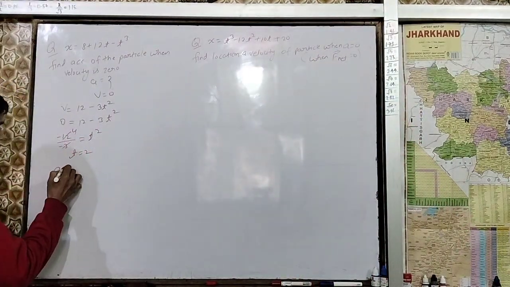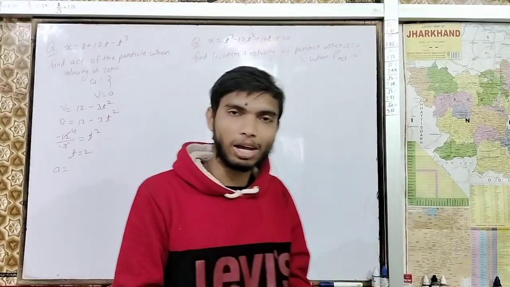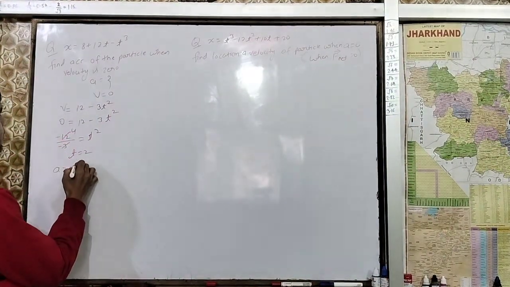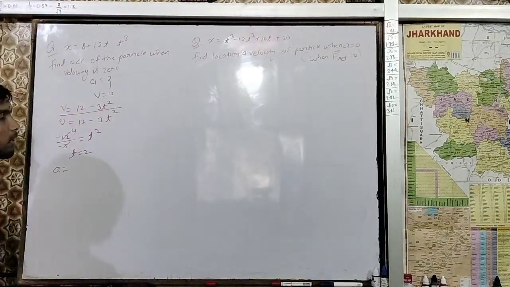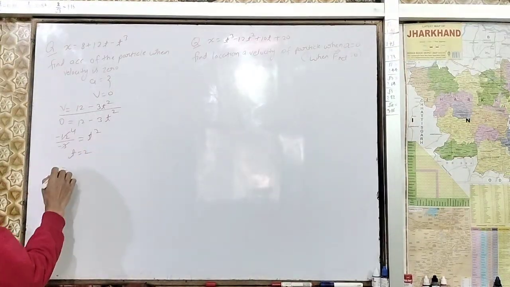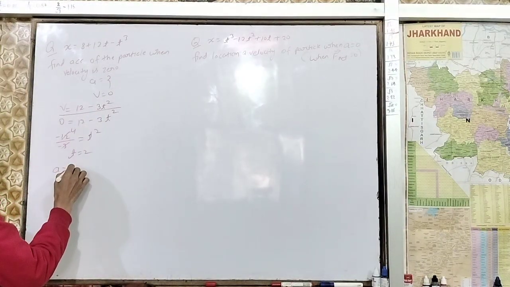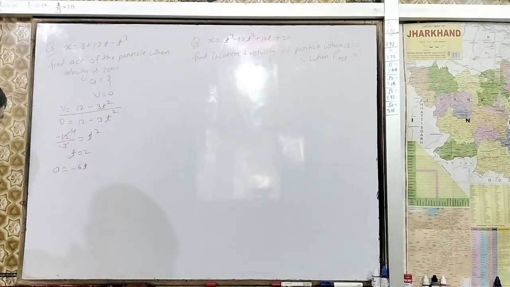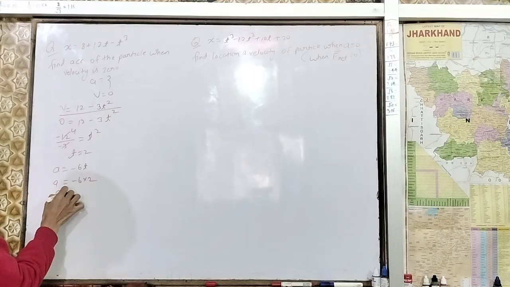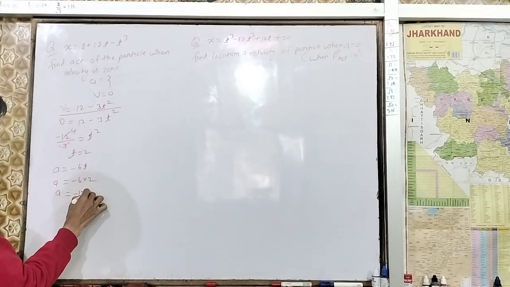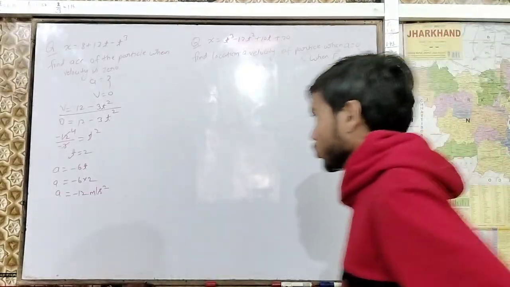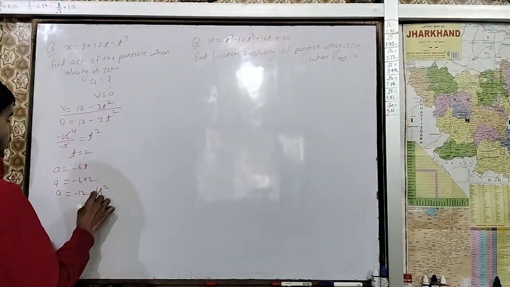Now the question was asking what is the acceleration. Already we have the value of t, and we can find dv upon dt. So differentiation of v, 12 minus 3t square, will be: 12 will become 0, and 3 twos are 6, so minus 6t. t is nothing but 2. So a came out as minus 12 meter per second raised to power 2. Finally we got the acceleration as minus 12.